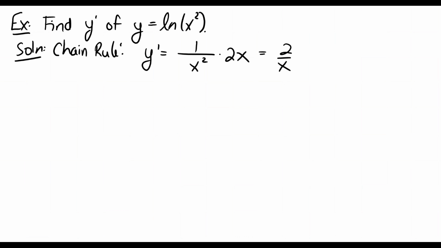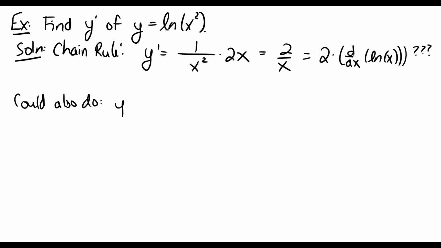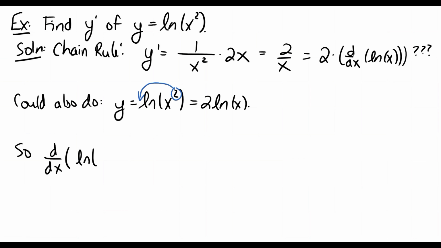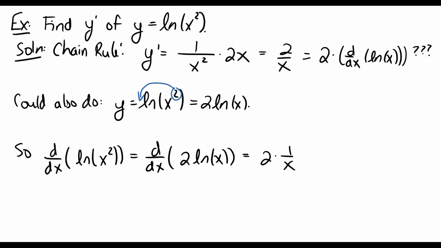This may look strange. Isn't this just basically 2 times the derivative of natural log of x? It is. Let's remember our log rules. ln of x squared can also be written as 2 times natural log of x by bringing down the power. So now when we take the derivative, we just drag along the 2 and take the derivative of natural log of x, which is 1 over x, leading to the same answer of 2 over x.